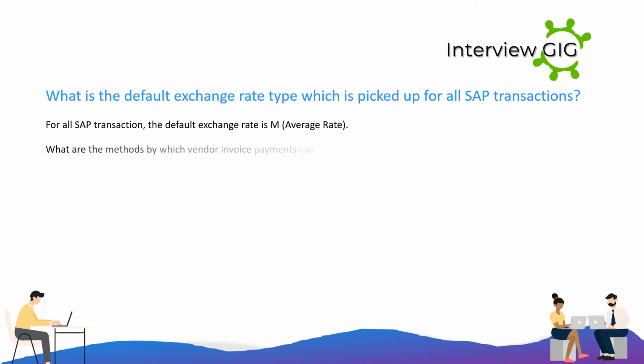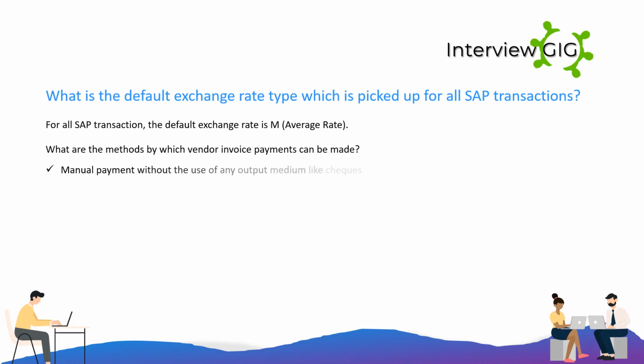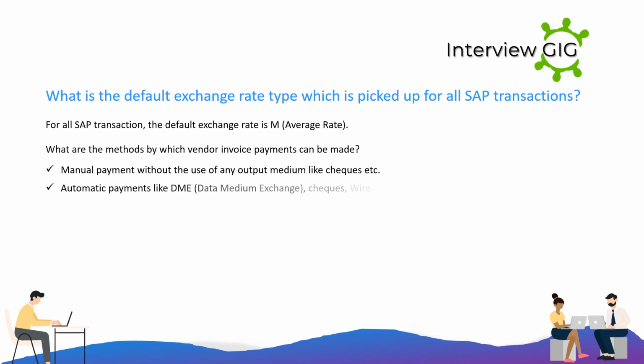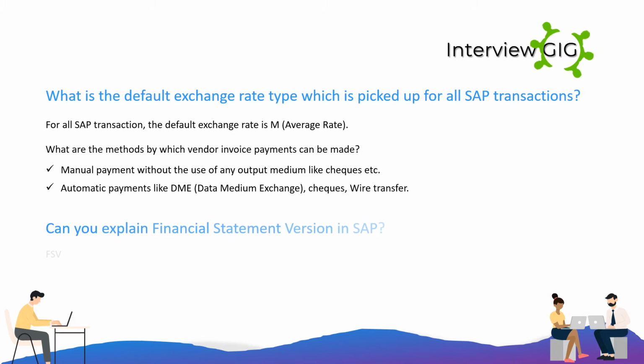What are the methods by which vendor invoice payments can be made? Manual payment without the use of any output medium like checks, etc. Automatic payments like DME, data medium exchange, checks, wire transfer.